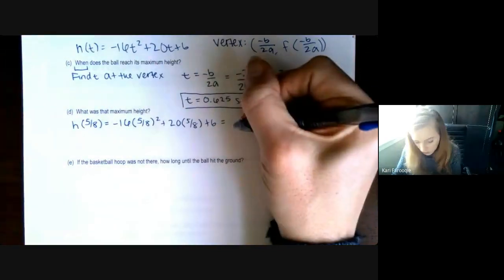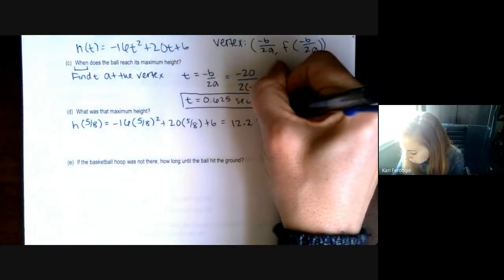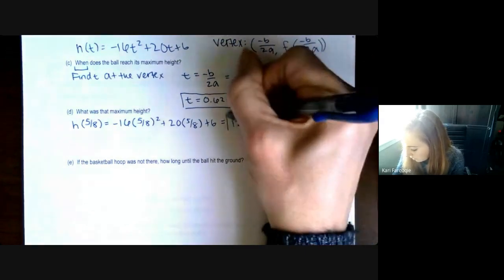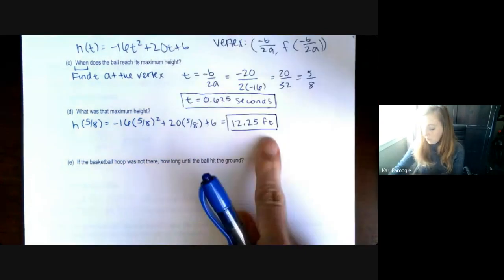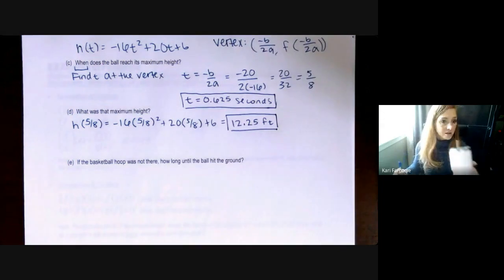In my calculator, I am getting 12.25 feet. And it's feet because we're talking about the maximum height.